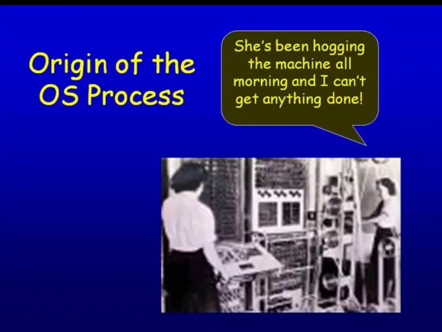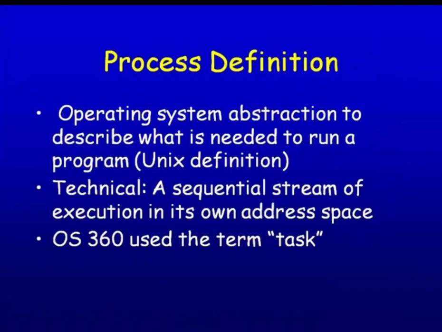So here we see what might be the origin of the idea of a process, when back in the early days of computing we had to schedule time on the computer, not a very efficient way to take advantage of an important resource. So here we see the official definition of a process. It is the operating system abstraction that describes what's needed to run a program. Technically, it's a sequential stream of execution of a program in its own address space with its own data, its own variables. And you also often see the term task used synonymously with the word process.